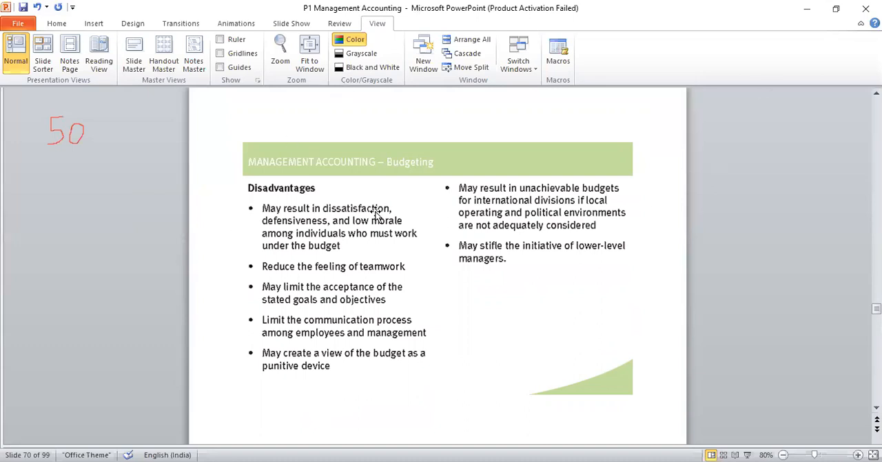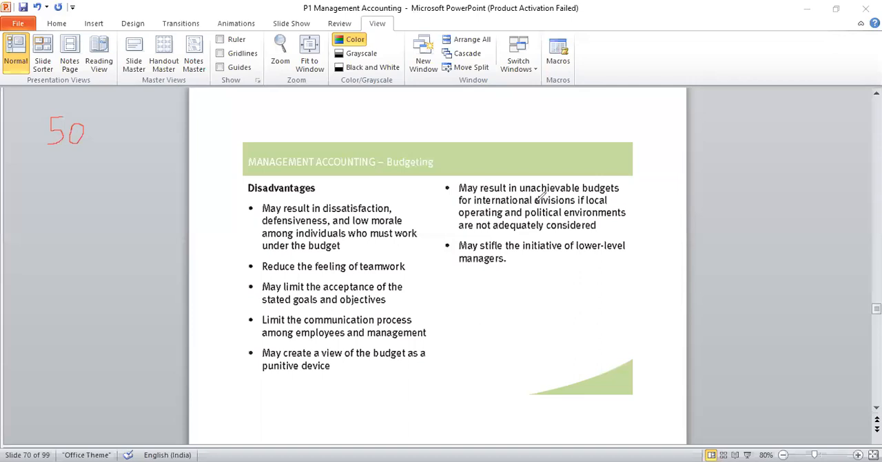It may cause dissatisfaction, defensiveness, and low morale among individuals because their opinion is not considered for budget preparation. It reduces the feeling of teamwork and may limit the acceptance of the stated goals and objectives. That ownership is not taken up by the employees, so they do not show interest in implementing it. It limits the communication process among employees and management, may create a view of the budget as a punitive device, and may result in unachievable budgets.